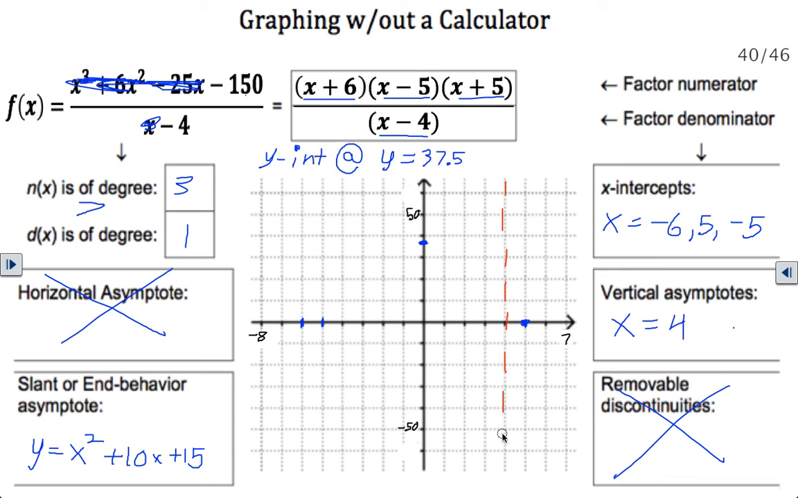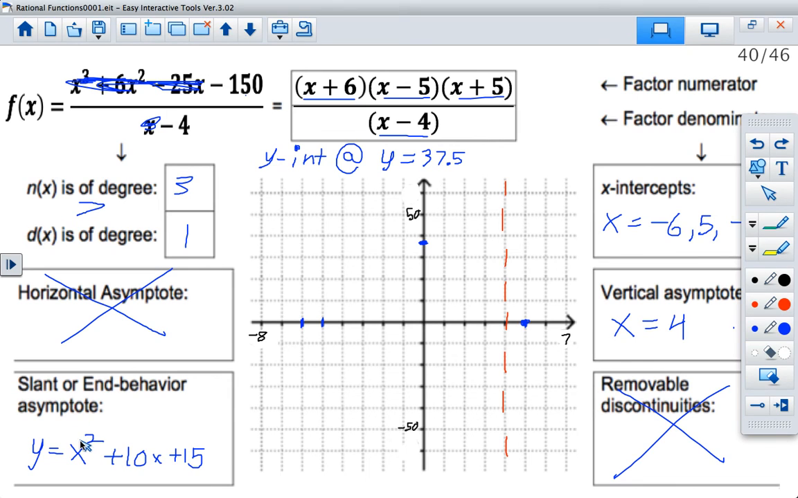And I will tell you, figuring out your graph for your end behavior asymptote is going to be kind of interesting. Okay, so we know that the end behavior asymptote is at y equals x squared plus 10x plus 15. I will tell you, when you try to draw that on here, it's going to be really, really complicated trying to graph it without a graphing calculator. So in this case, when you get to the problems with end behavior asymptotes, I will have pictures of possible end behavior asymptotes for you, and you can copy them on your paper.